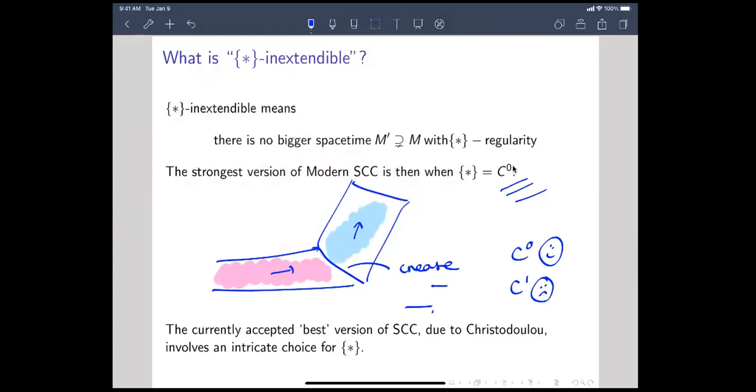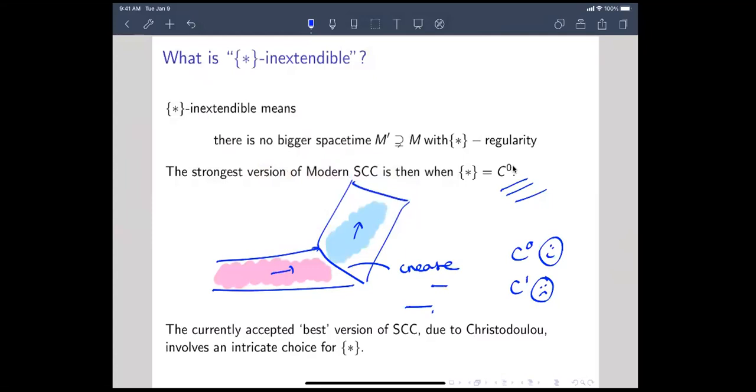If you allow C0, it means you can crease your space-time and make it rough. It's easier to find extensions if you allow things to be rough and allow for creases. If you forbid creases, then of course it's harder to find extensions. So the strongest possible version of strong cosmic censorship, you could argue, is the C0 version, where you say that even if I allow for creases, it's inextendable. And that version happens to be false now, as of two or three years ago, and that was a paper by Luk, yes.